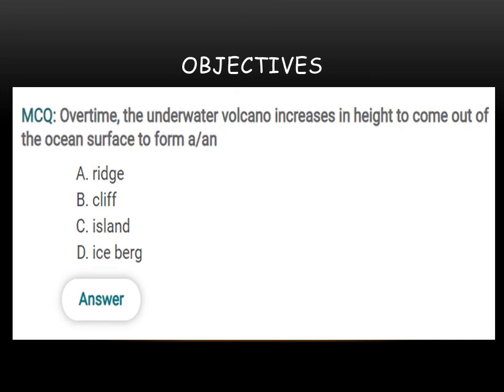This one is about hotspot volcanism again. Over time, the underwater volcano increases in height to come out of the ocean surface to form a ridge, a cliff, an island, or an iceberg. The answer is an island, option C, island.